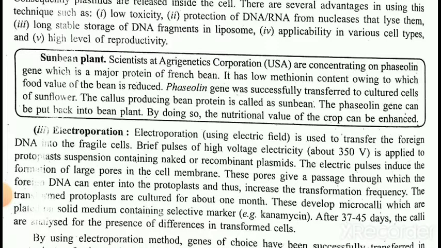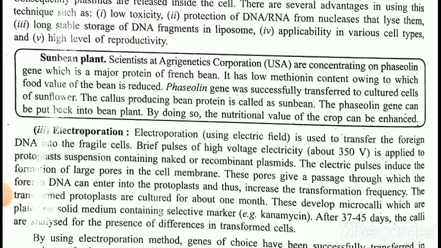Note: Sunbean plant. Scientists at Agrogenetics Corporation, USA, are concentrating on the phaseolin gene, which is a major protein of French bean. It has low methionine content, owing to which the food value of the bean is reduced. The phaseolin gene was successfully transferred to cultured cells of sunflower. The callus producing bean protein is called sunbean. The phaseolin gene can be put back into bean plant. By doing so, the nutritional value of the crop can be enhanced.